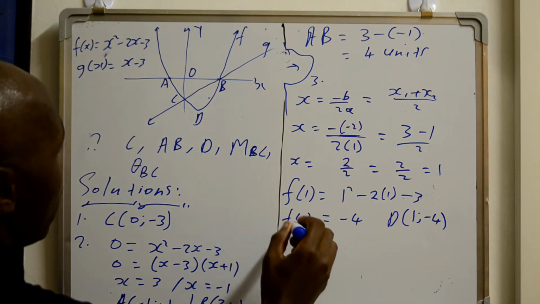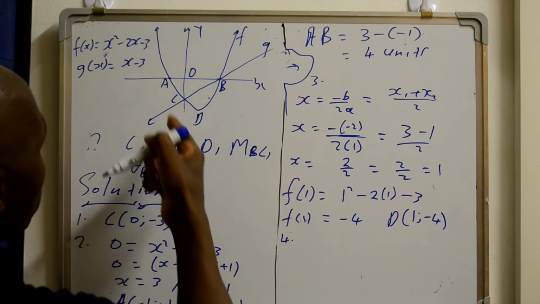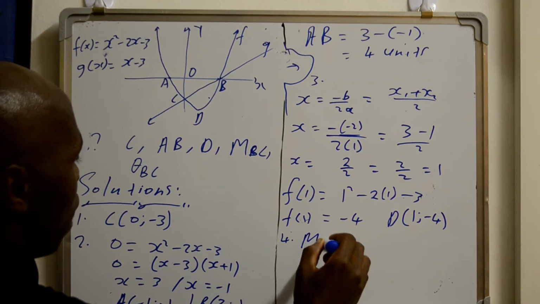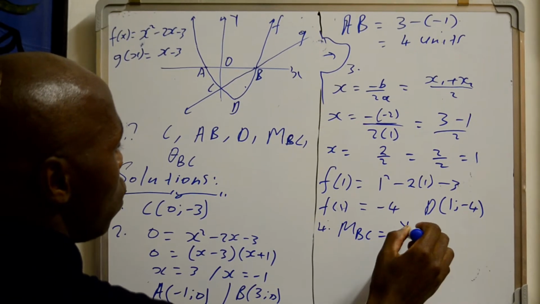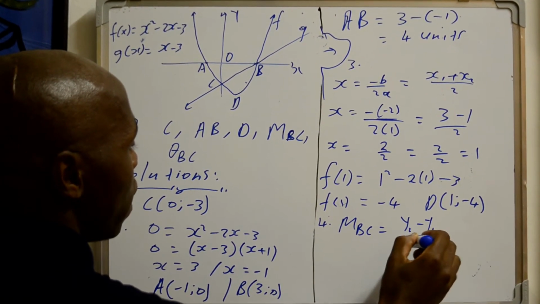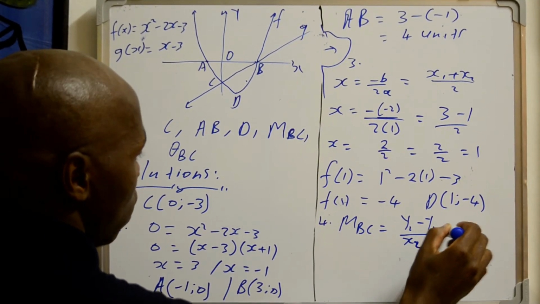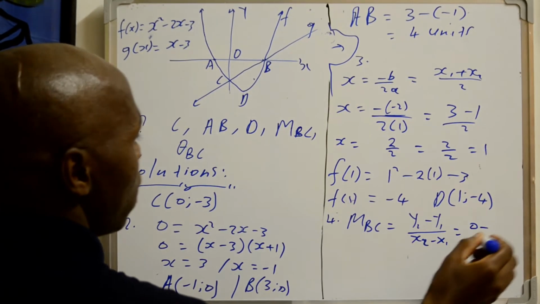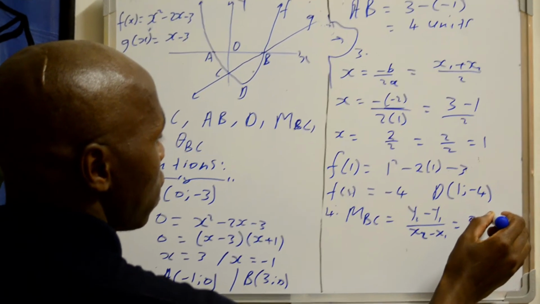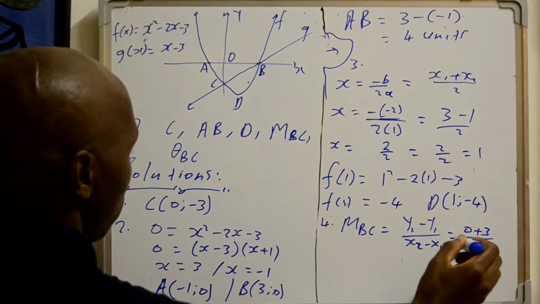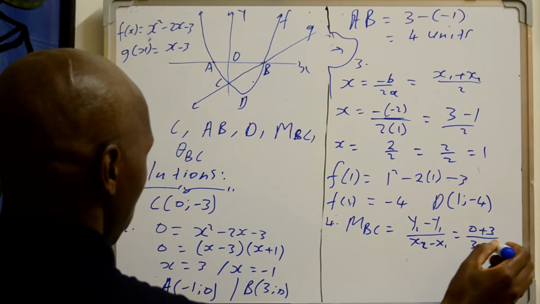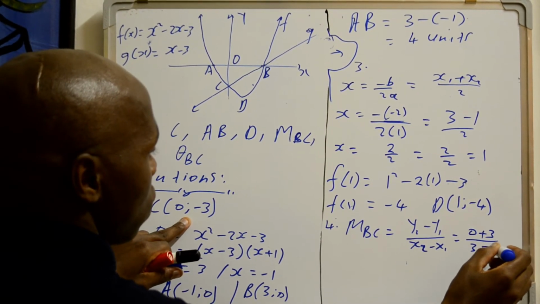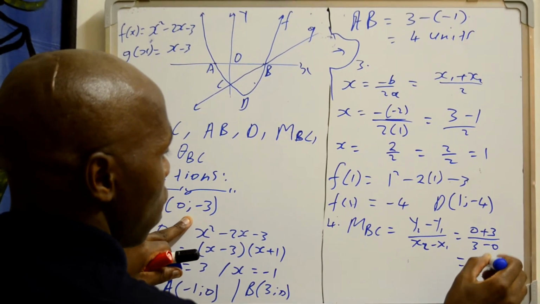Now find the coordinates and the gradient of BC. Now you have the coordinates of B, you have the coordinates of C. Calculate MBC now. MBC is y2 minus y1 divided by x2 minus x1. You already know these things. And your point B there, this is 0 plus 3 divided by 3 minus point C, 0. So this gradient is positive 1.